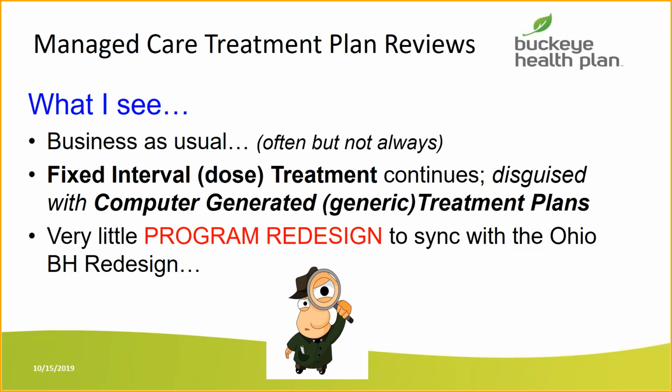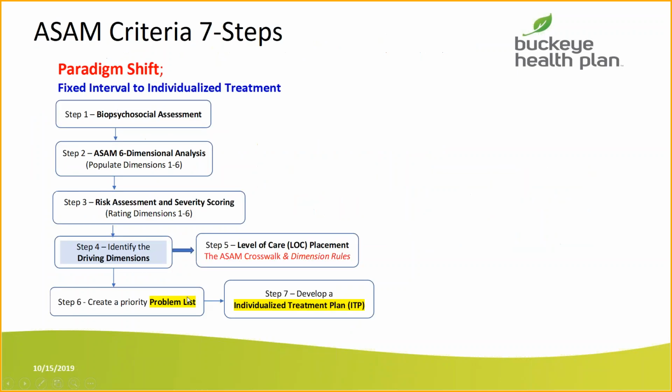You have to look at your staffing ratios. You may need to do some new hiring. You may need to move some people along that aren't capable of making the change. You may need to account for additional time that it takes for interdisciplinary team approach, so on and so forth. I want to spend some time next on the ASAM criteria 7 steps.